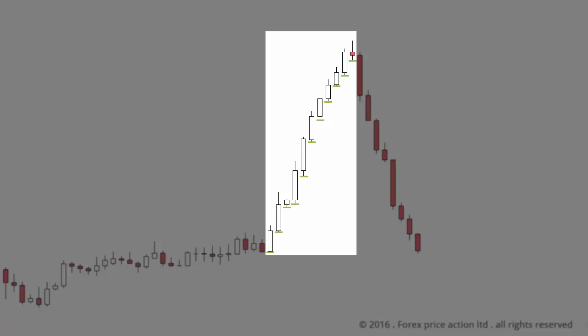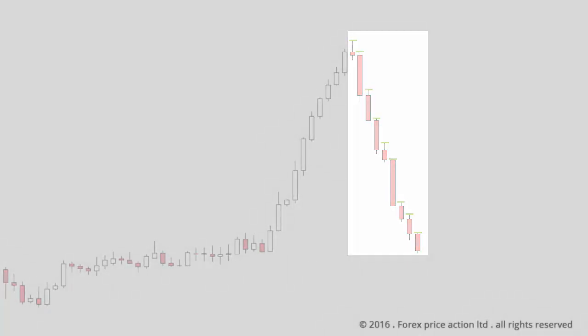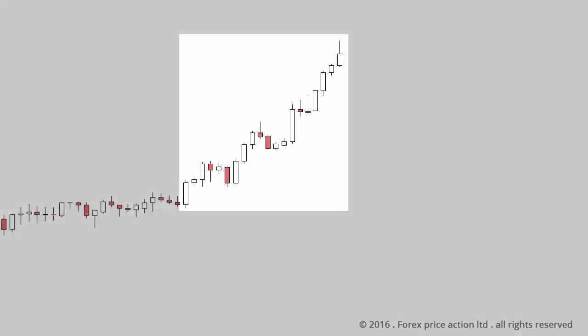What about sellers though? It's in a seller's nature to push price down. And when price pushes down, we see lower lows and lower highs, as you see here. So as long as lower lows and lower highs are being created, sellers are in control of price. But trends rarely look this strong. Most trends are messy. Look at this trend here.